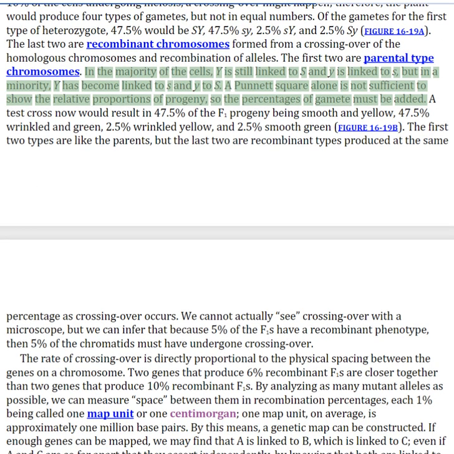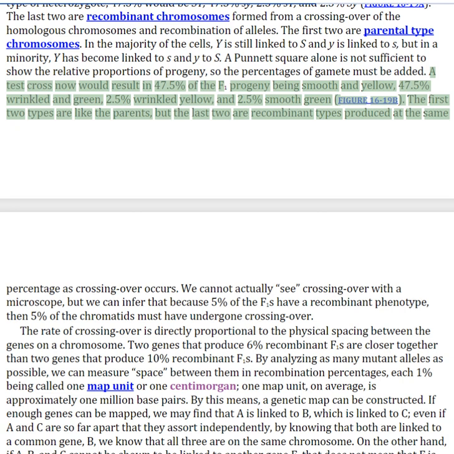In the majority of the cells, Y is still linked to S and y is linked to s, but in a minority, Y has become linked to s and y to S. A Punnett square alone is not sufficient to show the relative proportions of progeny, so the percentages of gamete must be added. A test cross now would result in 47.5% of the F1 progeny being smooth and yellow, 47.5% wrinkled and green, 2.5% wrinkled yellow, and 2.5% smooth green.